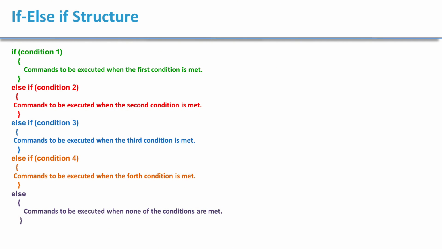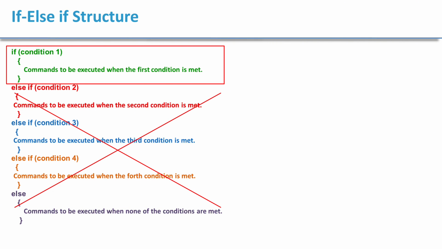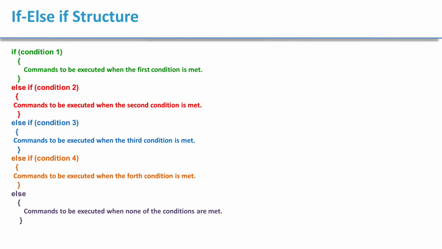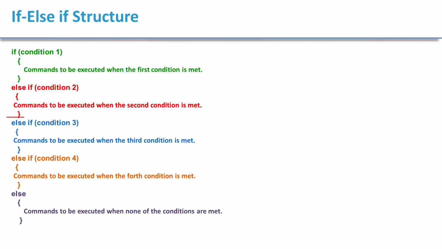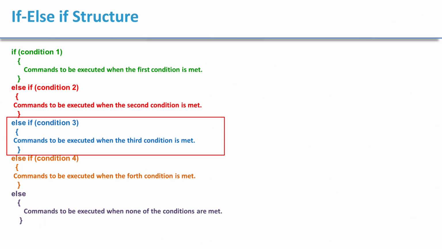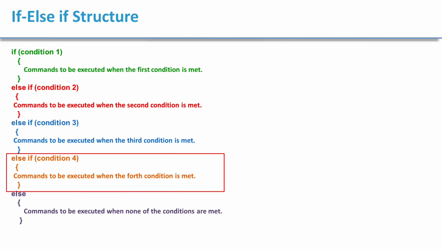Let's review this structure from the beginning. The program checks the condition inside the if statement. If this condition is true, the corresponding block of code is executed and the rest of the conditions are ignored. If the first condition is false, the program moves on to check the next condition inside the else if statement. If this condition is true, the corresponding block of code is executed and no further conditions are checked. All the if-else blocks will be checked sequentially as long as the condition is not true.